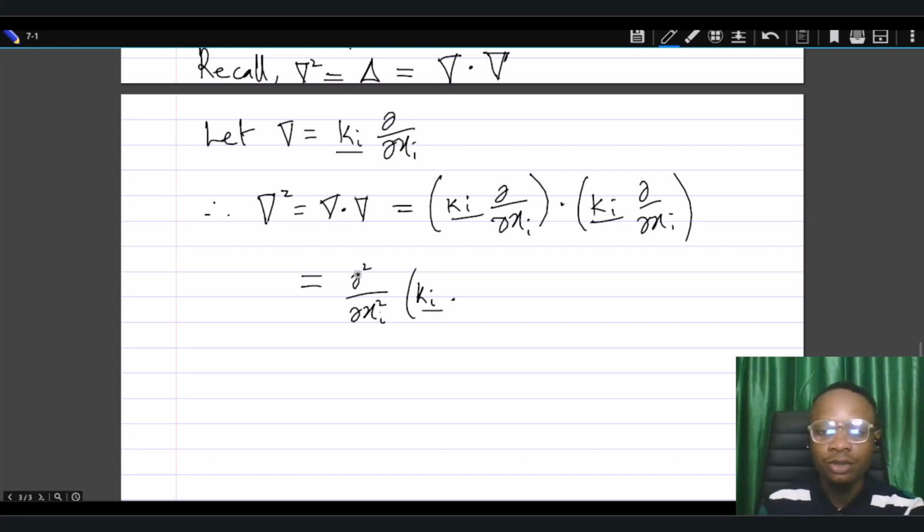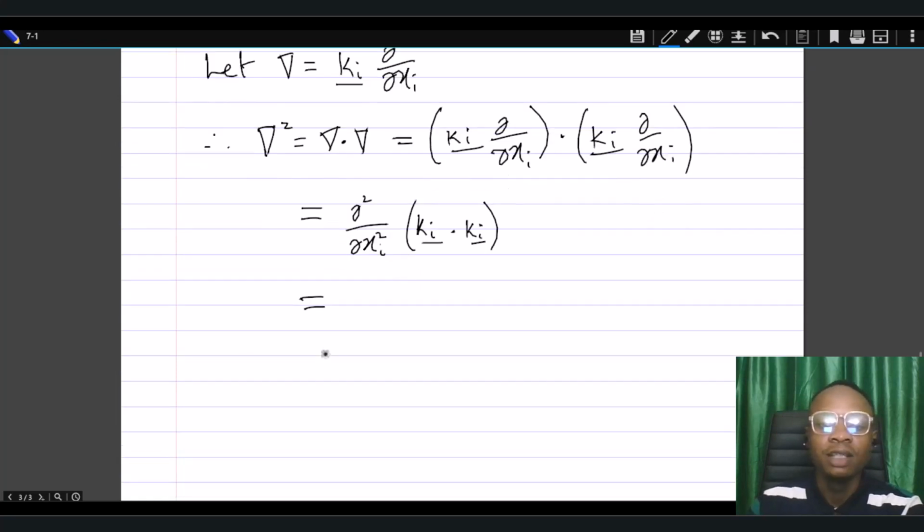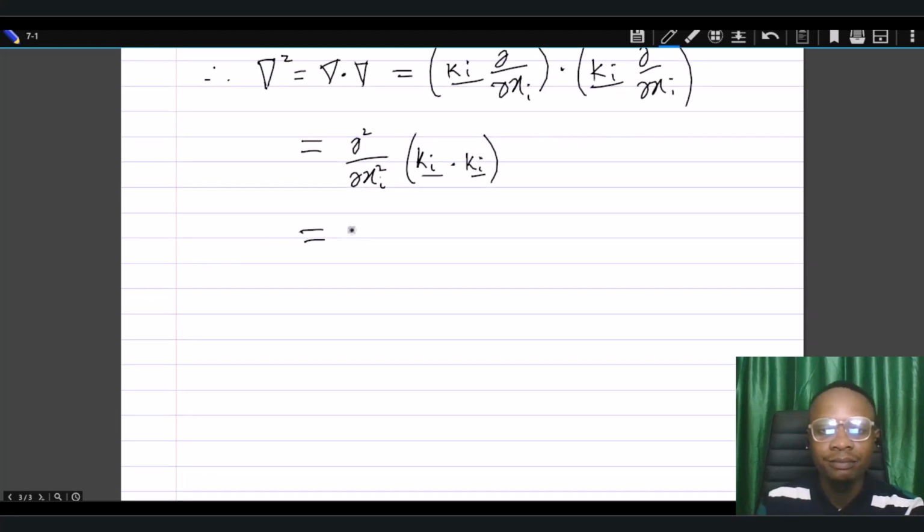The vector portions will give us ki dot ki. And of course, we know this is going to be del squared del xi squared, then ki dot ki. Of course, we know ki dot kj would have been delta ij, so ki dot ki is delta ii. So what is delta ii?